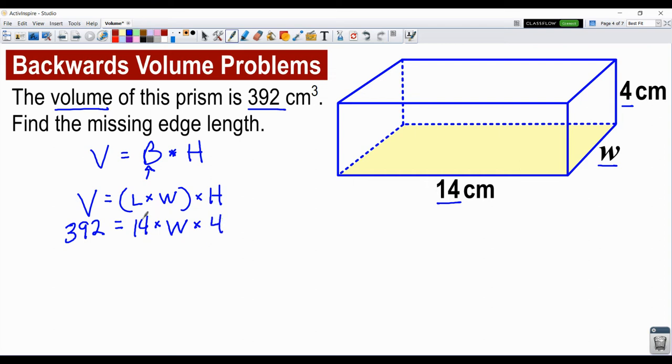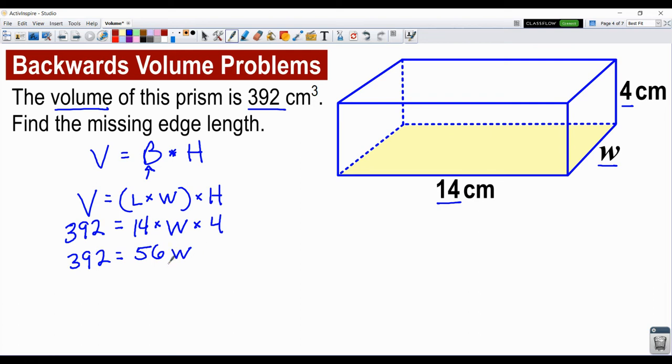Now, here's what's great about this side of our equation. It's all multiplication. So the order that we multiply doesn't matter. So I'm going to rewrite 392. I'm going to bring that down, bring down my equal sign. And I'm going to multiply 14 times 4 and get 56 times W, or 56W. Now, this technically reads as 392 equals 56 times W.